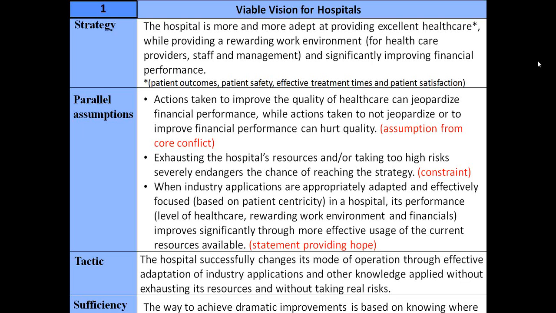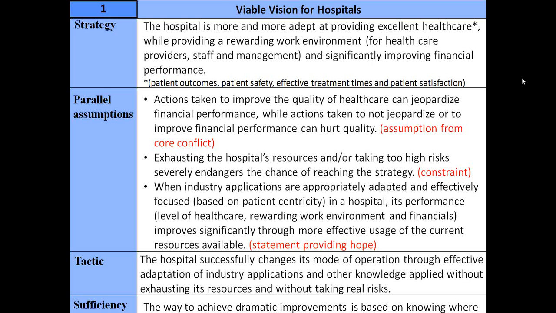And healthcare is defined as, in order of importance, patient outcomes, meaning did they get healthy, how quickly, were they cured; patient safety, which is about reducing errors and infections; effective treatment times, effective meaning not necessarily the shortest, because we don't want to jeopardize outcomes by shortening times; and patient satisfaction.